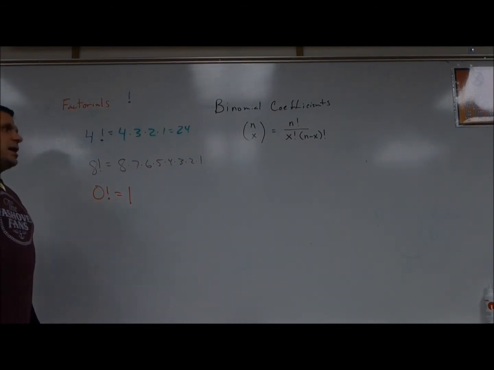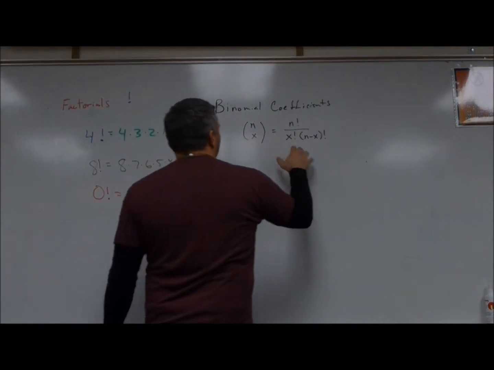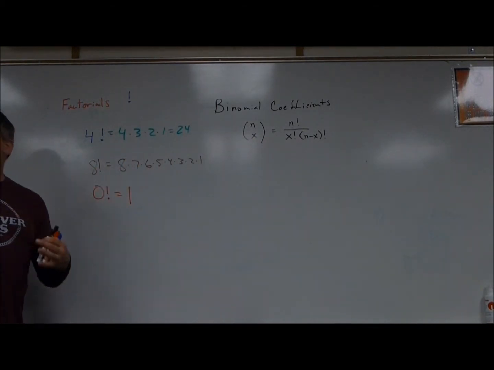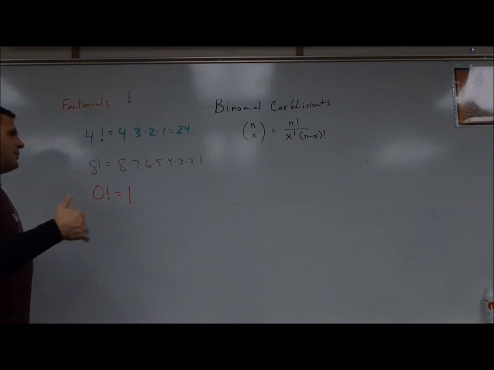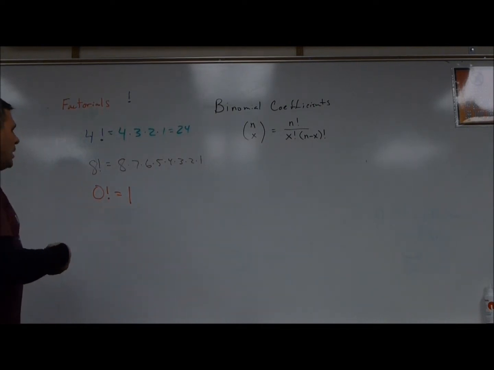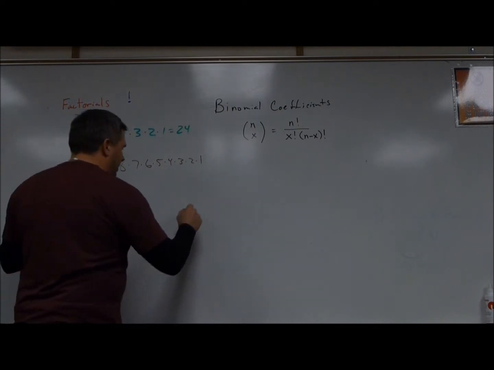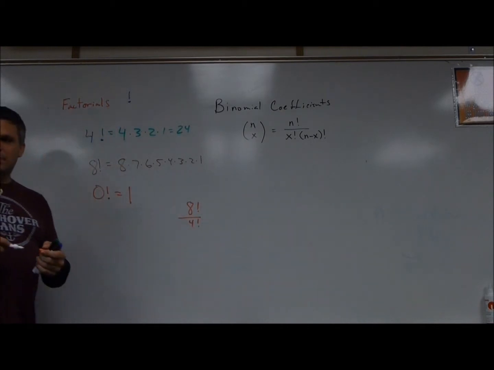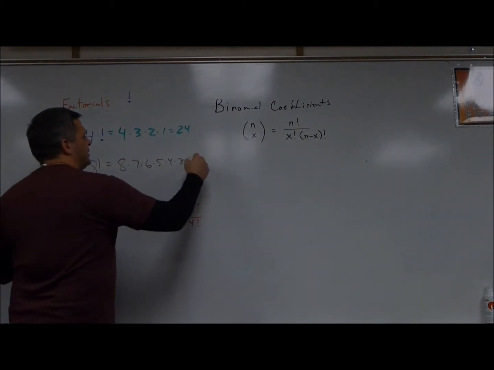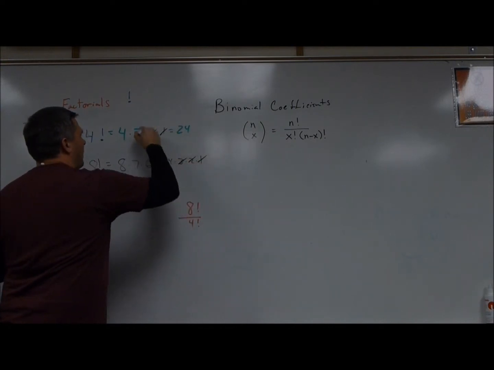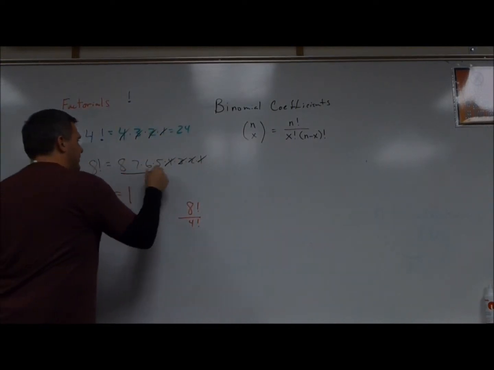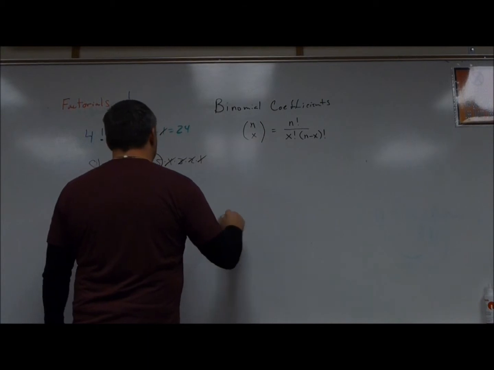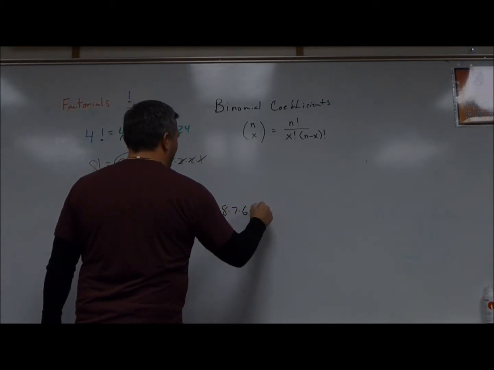Alright, so now let's talk about binomial coefficients. Well, first let's talk about dividing some factorials. Let's say we've got 8 factorial divided by 4 factorial. Then what happens here is these cancel, and what's left is 8 times 7 times 6 times 5.